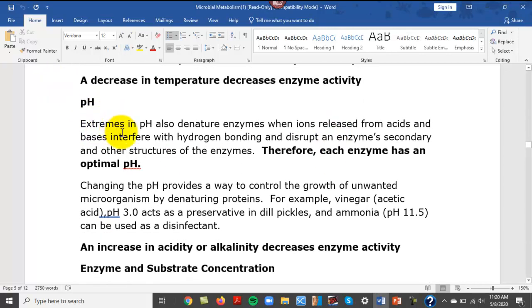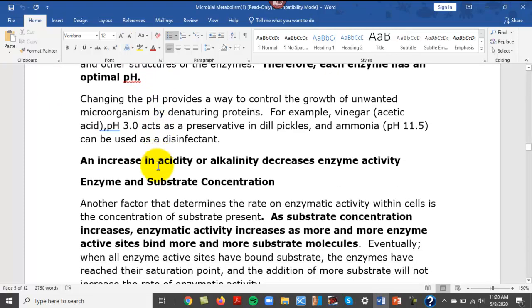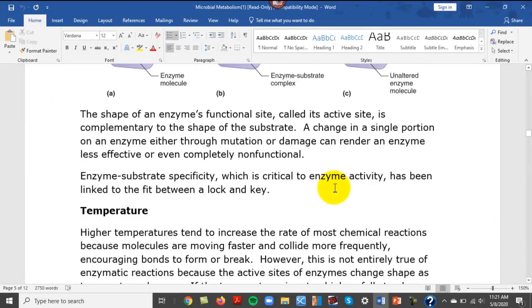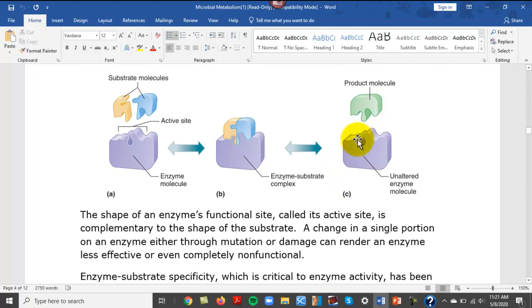pH, that is the acidity or alkalinity of an environment. An increase in acidity or alkalinity decreases enzyme activity. Why is that? Because it will start affecting the bonds that hold the enzymes together. And I hate to go back, but basically that shape right there, it'll start to alter the shape. It'll denature the enzymes.